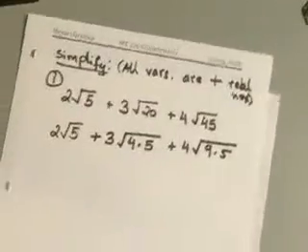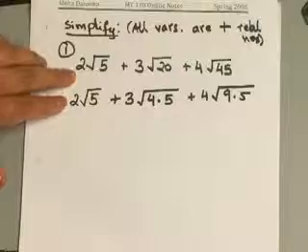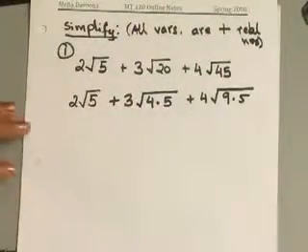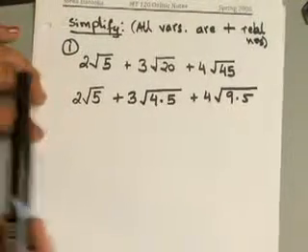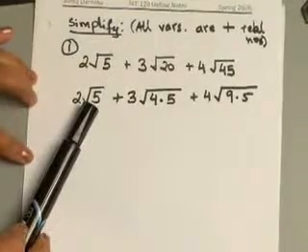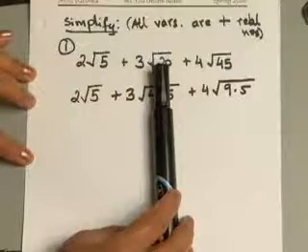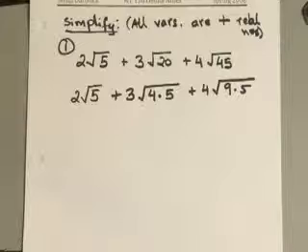Now let's say we are talking about this example, 2 square root of 5 plus 3 square root of 20 plus 4 square root of 45. Now you will see that I have already started simplifying this. You have 2 square root of 5. Now 5, you cannot break it down any further, so we leave it as it is. But look at 20 here. 20, we can write it as 4 times 5. Break it down a little bit further.